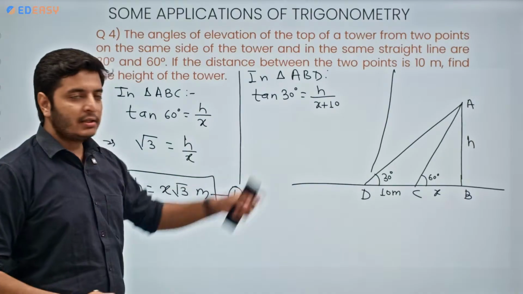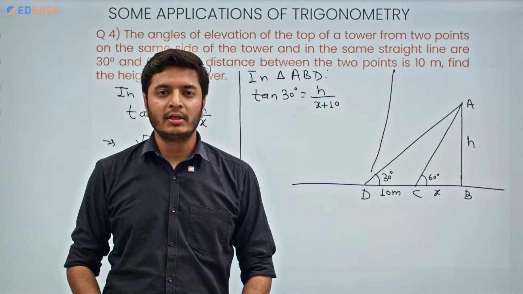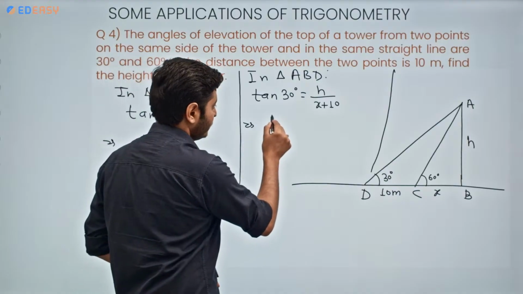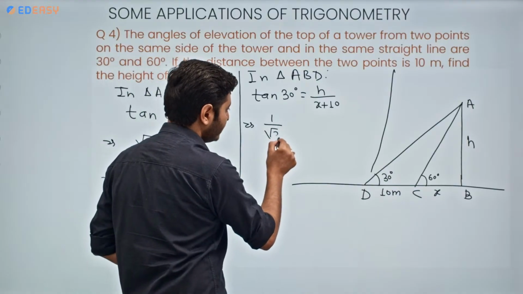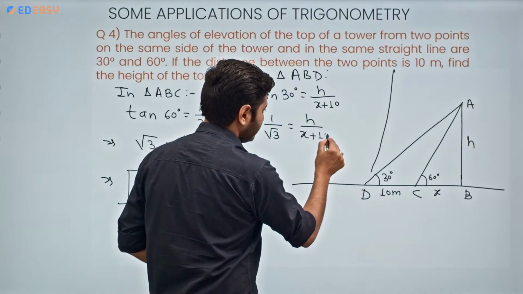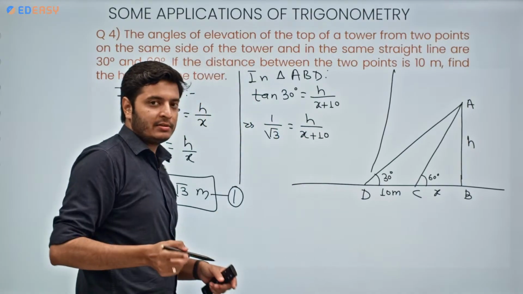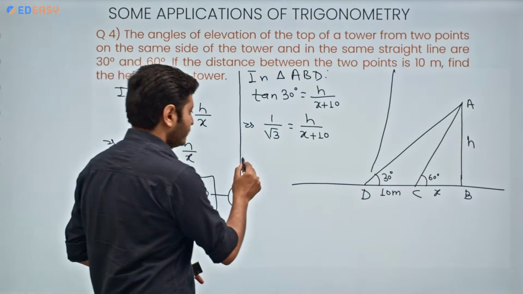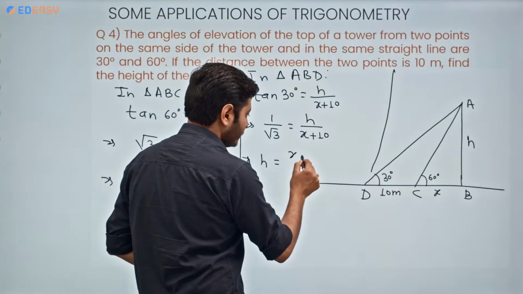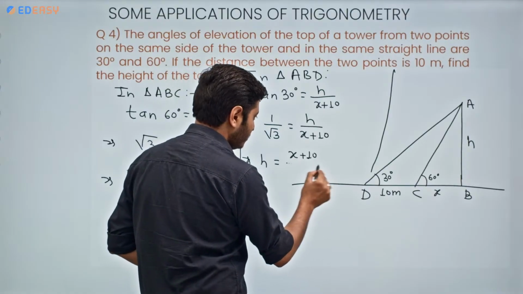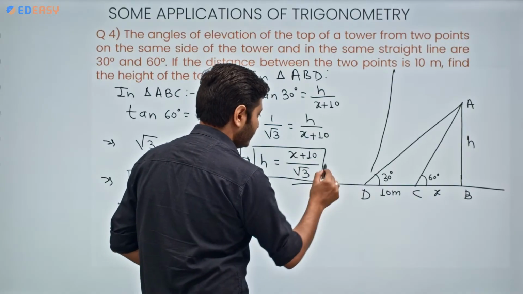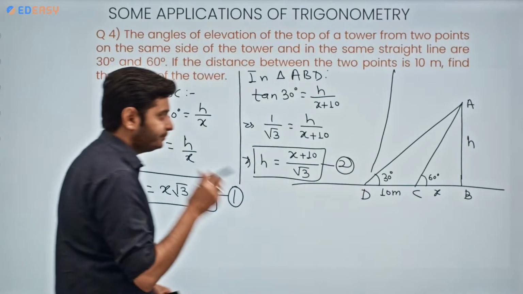Now, the tan 30 degree value is 1 by root 3. Not sure? Look at the table. 1 upon root 3 is equal to h by x plus 10. Now you can transpose this x plus 10 to the left side. So from here we can get the equation in terms of h as (x plus 10) divided by root 3. This is equation number 2.